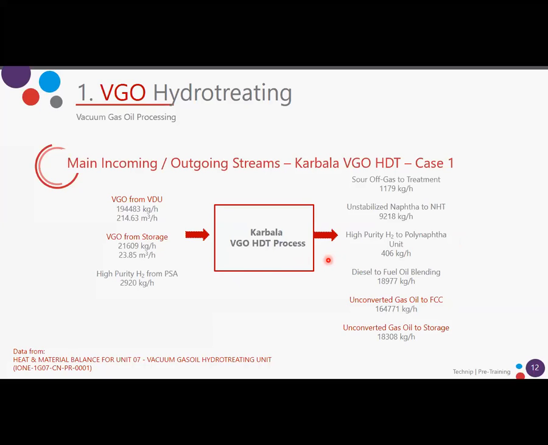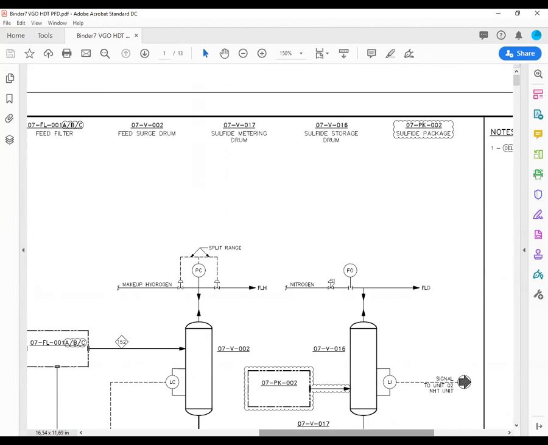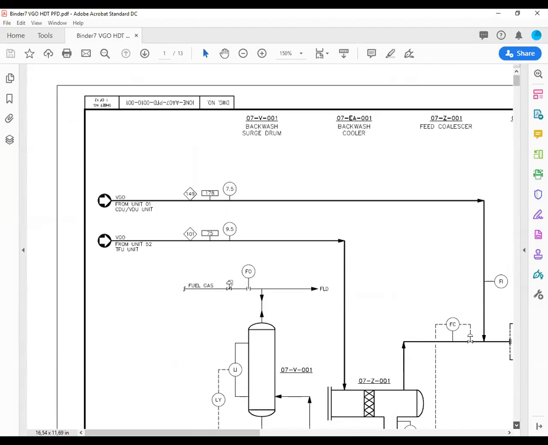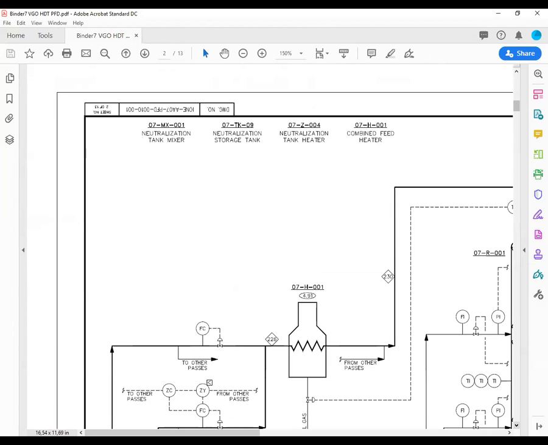But in which stream does the high purity hydrogen leave the unit? It goes to the network, the hydrogen network of the refinery. Let me see if I come back to this chart. I don't remember which one it is. You are seeing the PFD now, no? Yes.